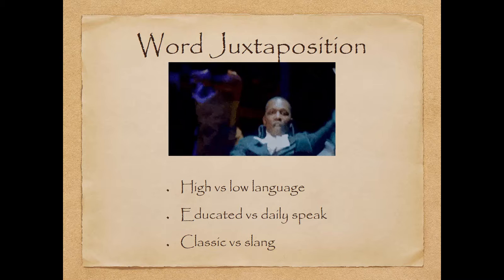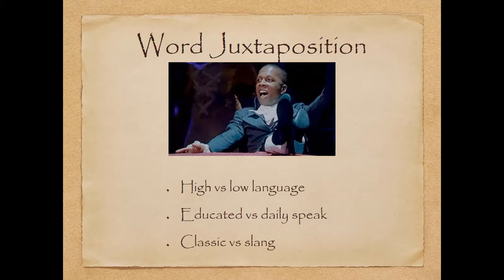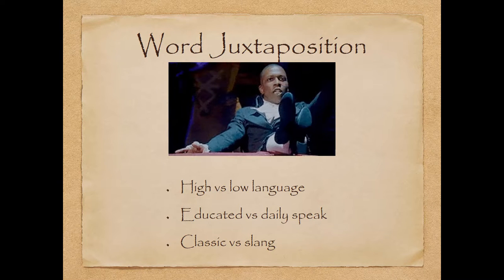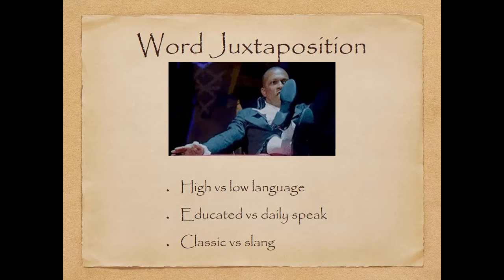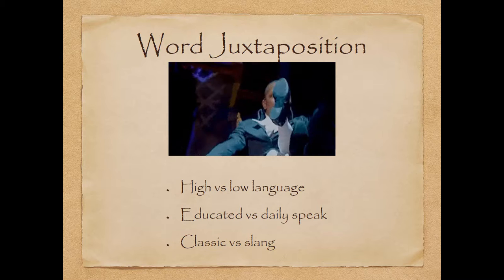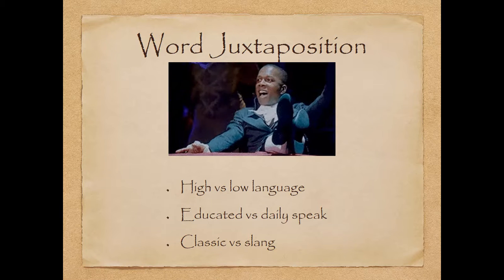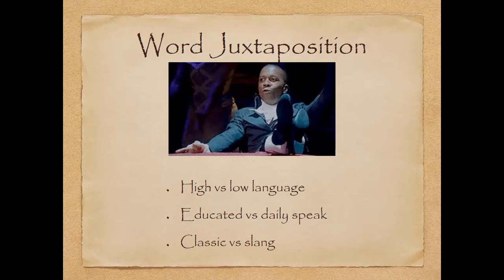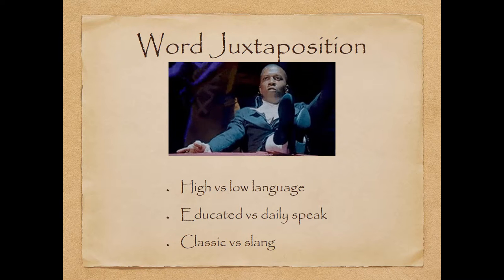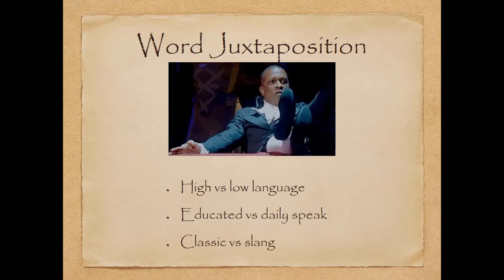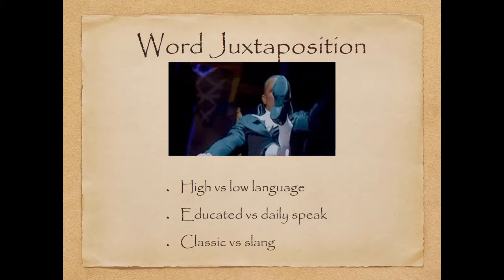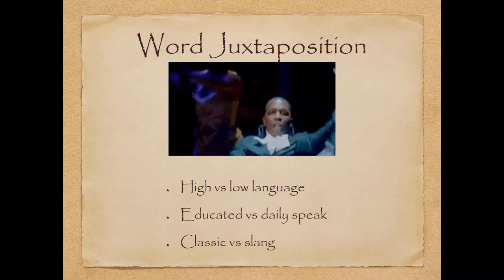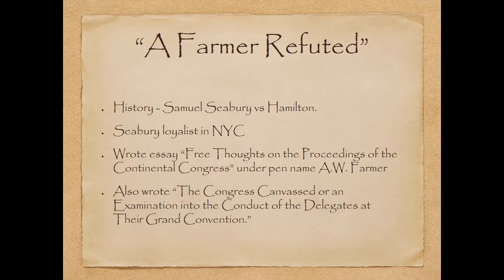Word juxtaposition. Miranda mixes high versus low language and humor. He mixes educated versus daily speak, classic language versus slang. He blends all of these together, and we see this when we look at Hamilton and Burr side by side. Also compare Mulligan and Lawrence and see the difference between the two. We even see these in the allusions that Miranda uses throughout the musical. He flips from classical musical theater references to operas and traditional musical canons. And then in the next line, he's giving us a staple from hip-hop or rap genres.